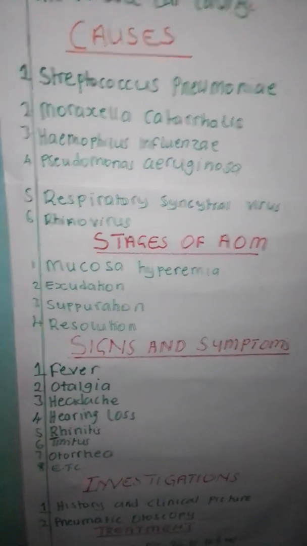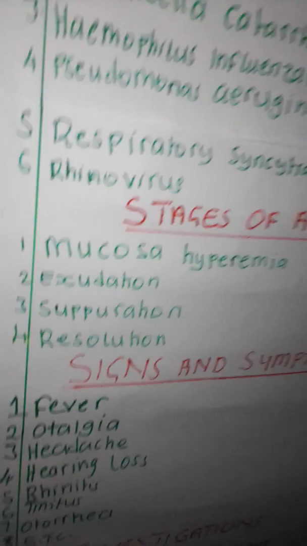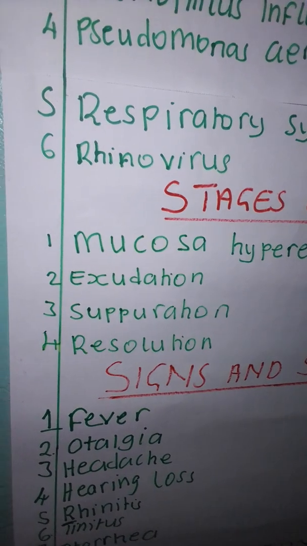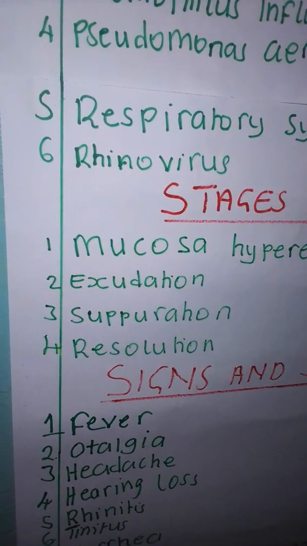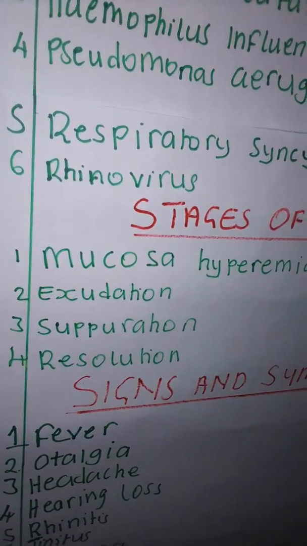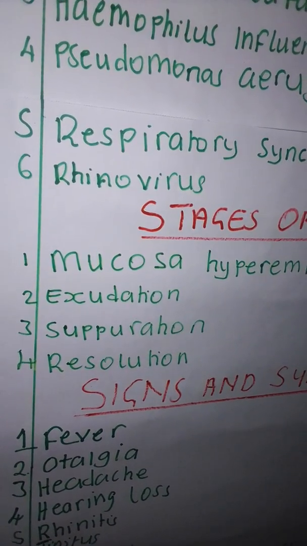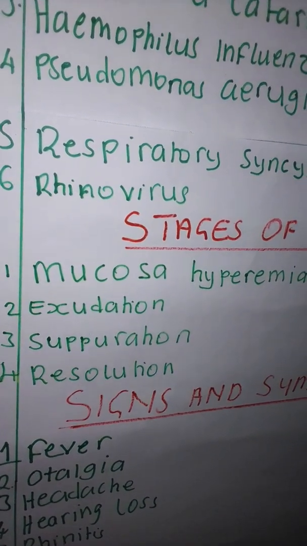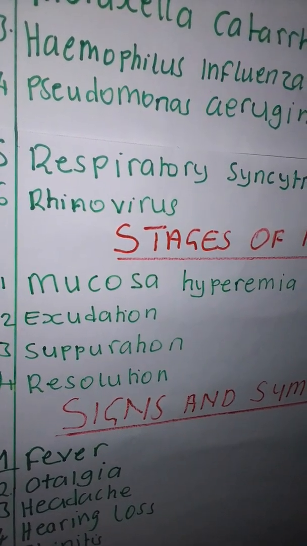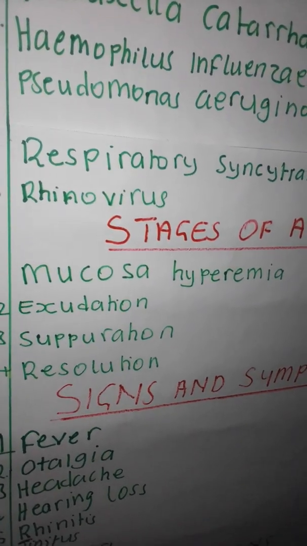acute otitis media. The first stage is mucosal hyperemia, where there is occlusion of the eustachian tube by inflammation. A sense of fullness is felt by the patient. The tympanic membrane is hyperemic along the handle of the malleus, the pars flaccida, and around the periphery.